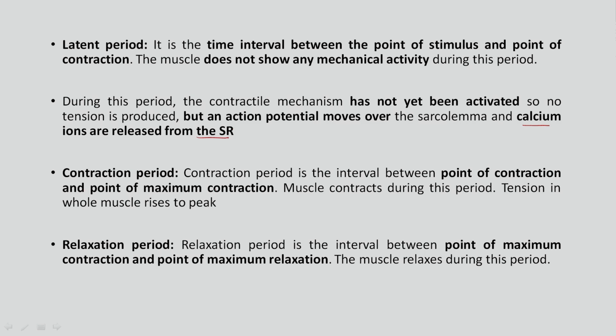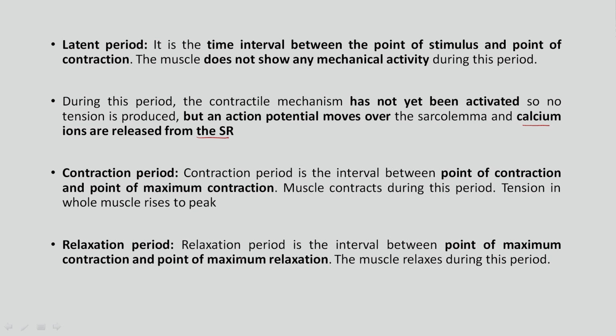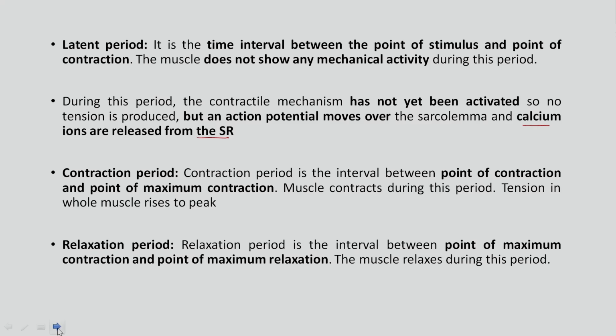Second is the contraction period, meaning the interval between the point of contraction and the point of maximum contraction. So, what is happening here? The muscle will contract during this period and tension in the whole muscle will rise to the peak. So, maximum tension will be produced. And third is the relaxation period, the interval between the point of maximum contraction and the point of maximum relaxation, and the muscle will relax in this period. So, that is what is important about the muscle curve and the points we need to understand in it.